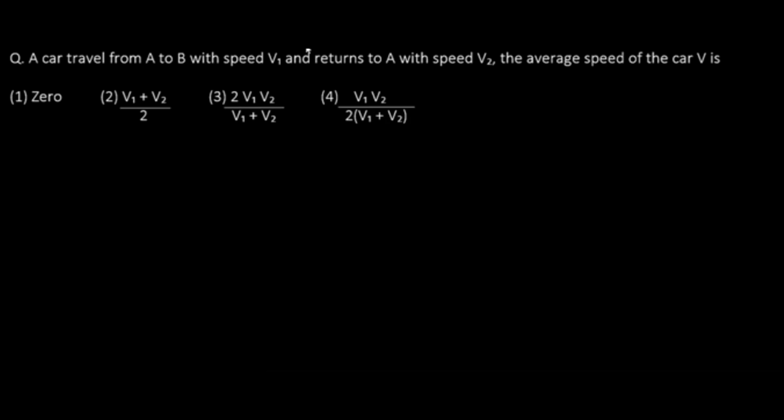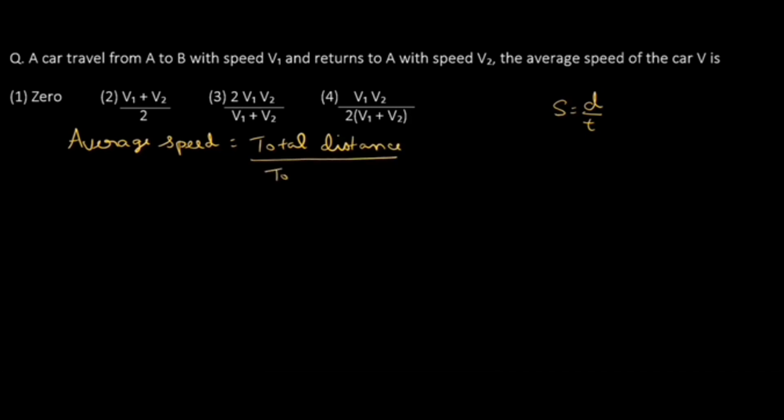So in today's class we are going to see a problem based on average speed. So speed, we know the formula for speed, which is equal to distance divided by time taken. The formula for average speed is equal to total distance traveled divided by total time taken. So that's the difference between speed and average speed. For speed they will take only distance by time.